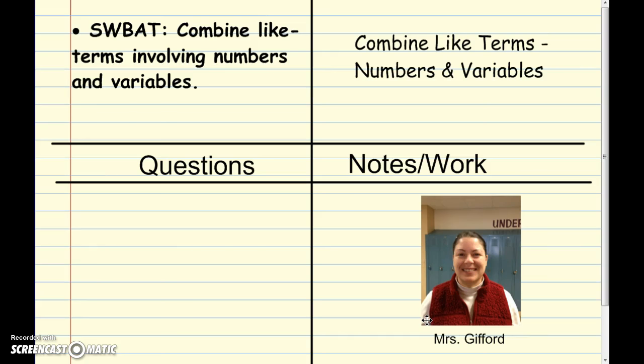So just remember, you're going to set your paper up in Cornell Note style. You're going to draw a line down the middle-ish, maybe 1/3, 2/3. On the left-hand side, this is where we put all the questions, and on the right-hand side is where we're going to put the notes and the work. After this lesson, you should be able to combine like terms involving numbers and variables. Remember, at any time, just pause the video anytime that you need it, and then you can rewind and play again as many times as you need to.